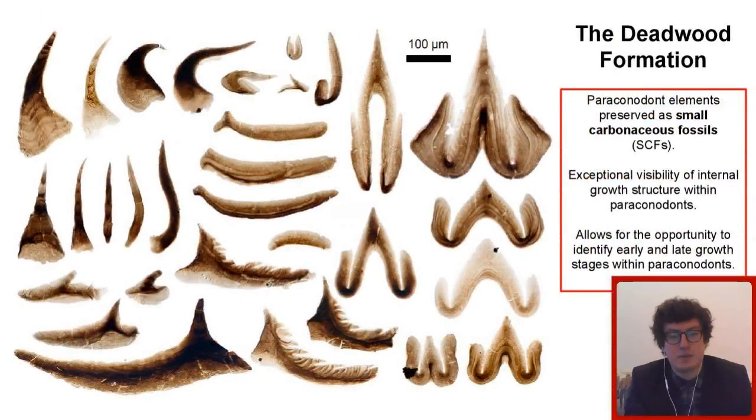And from these drill core samples, we get this beautiful assemblage of paraconodont elements that are preserved as small carbonaceous fossils, or SCFs, where they've apparently become demineralized and flattened during taphonomy. This preservation leads to an exceptional visibility of their internal growth structure, which can be easily viewed under transmitted light. So this provides us with a huge data set and an absolutely unparalleled opportunity to study ontogeny within paraconodonts and to identify early and late growth stages to illustrate how divergent form taxa can often share direct biological relationships.